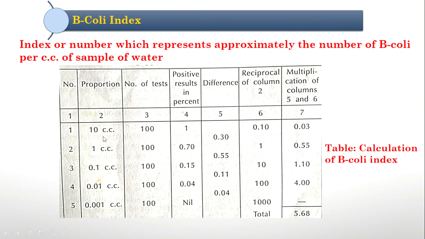We have done the same test for 5 dilutions of sample, so we will get 4 results. So we are summing up all these results. We will get 5.68. This is known as the B. coli index. This 5.68 is known as the B. coli index. This should always be less than 10 for potable water. So that is the thing.